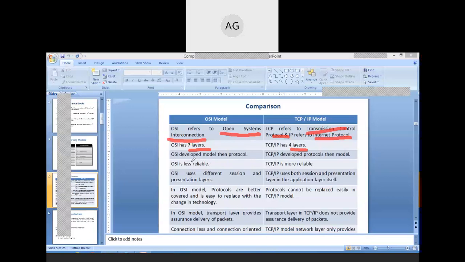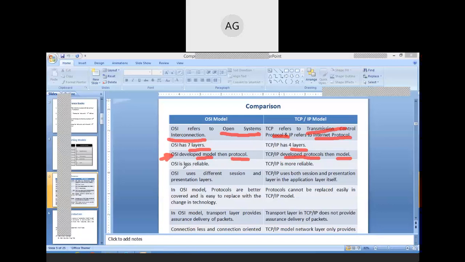Then the third difference is that OSI developed the model first, then the protocols. So here the model is developed first, and after that protocols are developed. Whereas in the case of TCP/IP, we developed the protocols first, and then from those protocols the model was developed. It's a very important point to understand that in the OSI model, the model is developed first and after that protocols, whereas in the TCP/IP model protocols are developed first, and after that we develop the model.